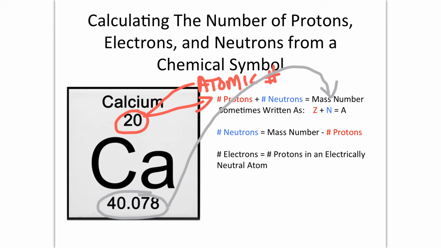And the other nice thing about this, the number of electrons in a neutral atom is going to be equal to the number of protons. The atom has to be electrically neutral, so for every positive charge, we need a negative charge. Electrons are negative, protons are positive, so they have to be equal and opposite each other. So if you have 20 protons, you need 20 electrons.